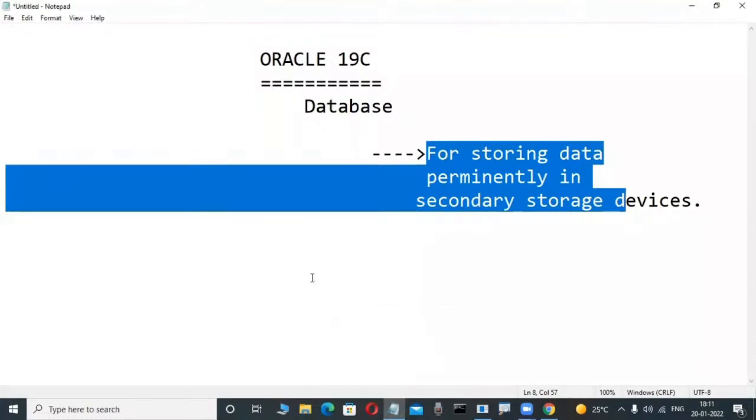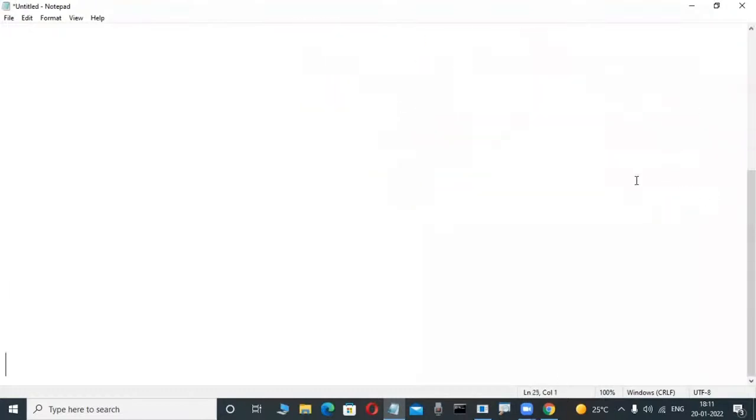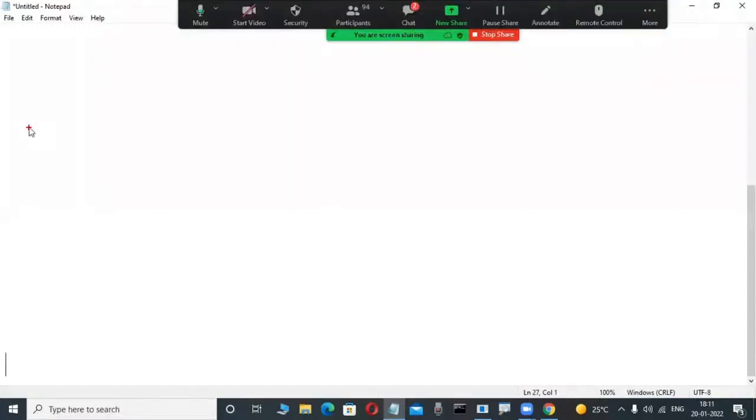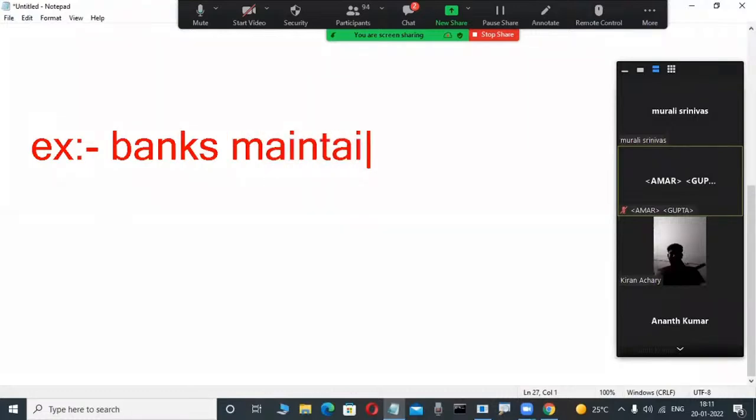Now check it out. Suppose, for example, you are a first-time newcomer, a non-technical person. Easily understandable: every organization maintains a database. For example, there are so many applications; one application I'm taking is the bank. Banks maintain databases. What is the purpose? They maintain a database for storing something.